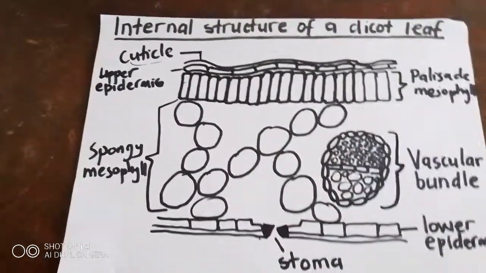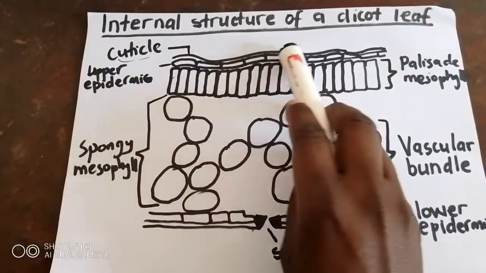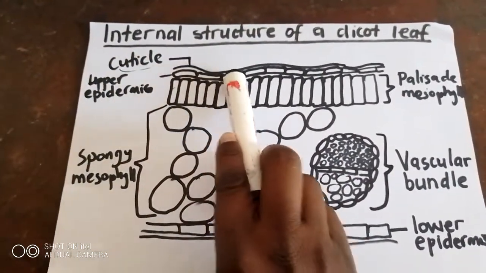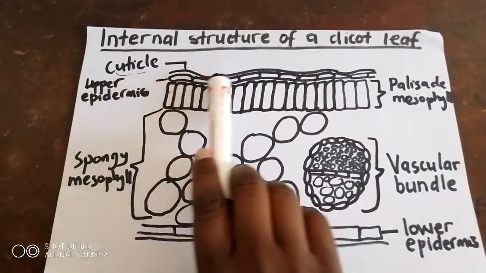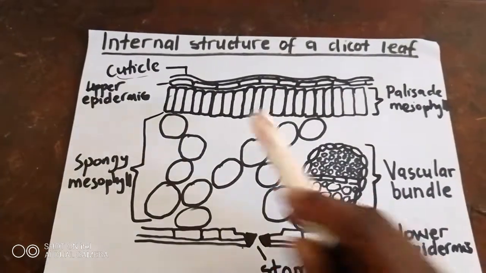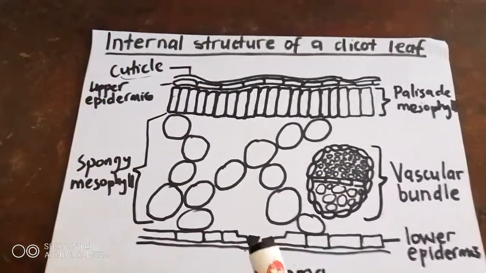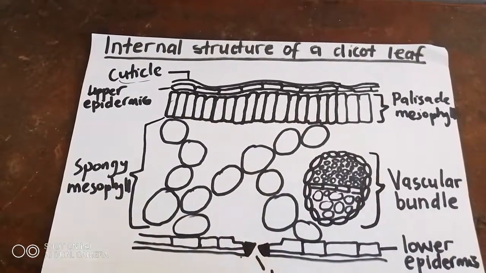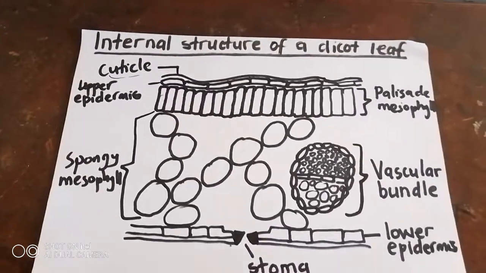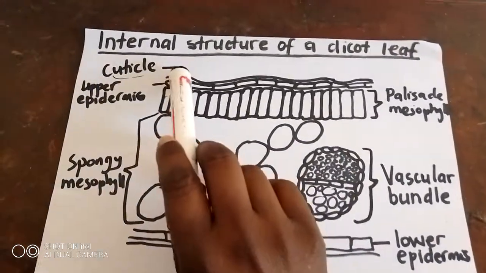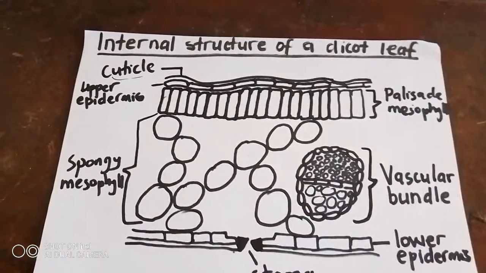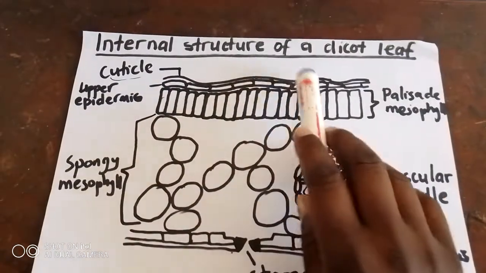We will talk about the upper epidermis. This is what we call the upper epidermis. And the upper epidermis is made up of tightly packed cells. As you can see, they are tightly packed. Alright, the cells that are found on this layer, they are thin and transparent. This is actually an adaptation. There is a reason why they need to be thin and transparent. And also, the cells that are found on this layer, they do not have chloroplast.